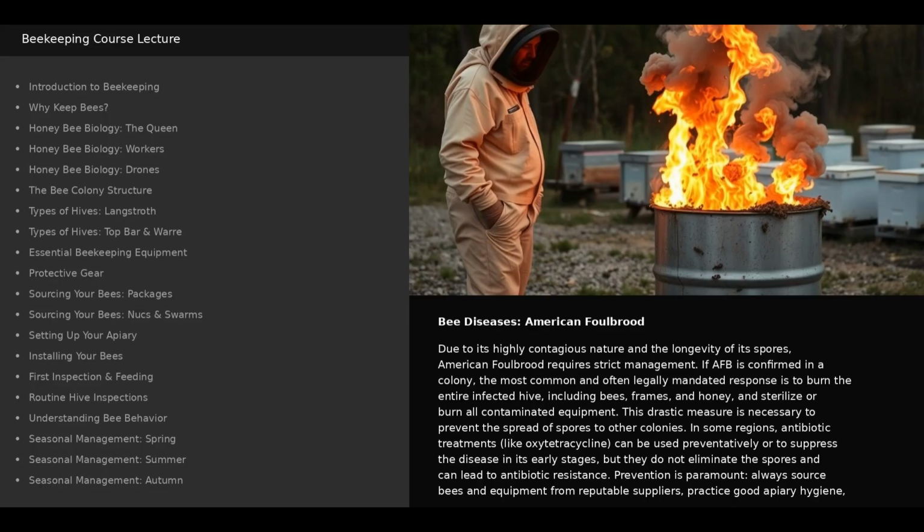Prevention is paramount. Always source bees and equipment from reputable suppliers, practice good apiary hygiene, and avoid feeding bees honey from unknown sources. Regular, thorough inspections for signs of AFB are crucial. Early detection and swift, decisive action are the only ways to protect your apiary and the wider bee population from this devastating disease. Understanding the signs and protocols for AFB is a critical responsibility for every beekeeper.